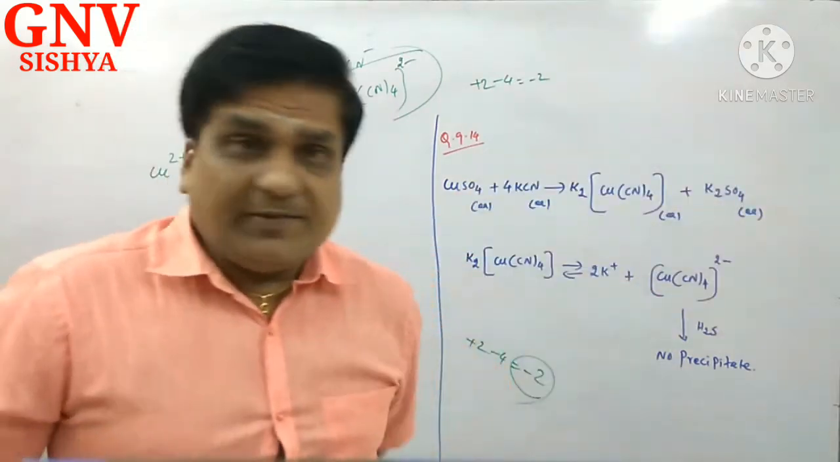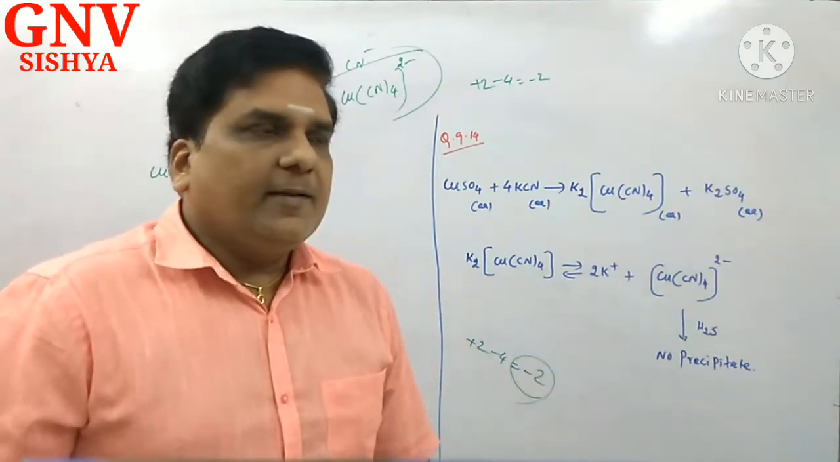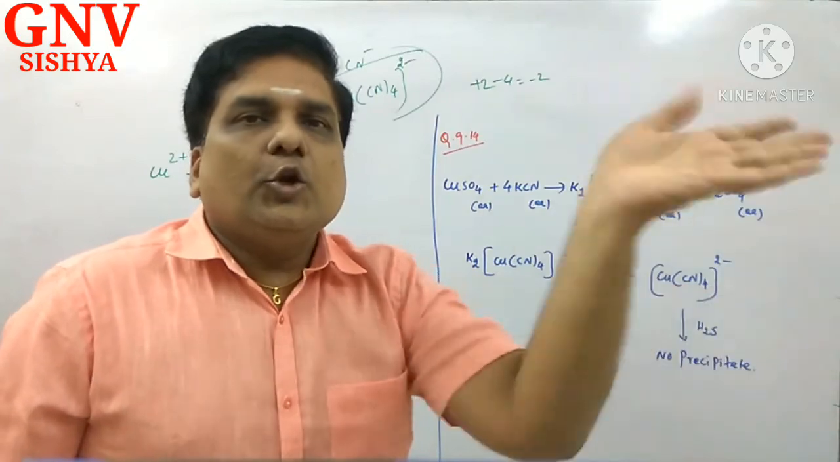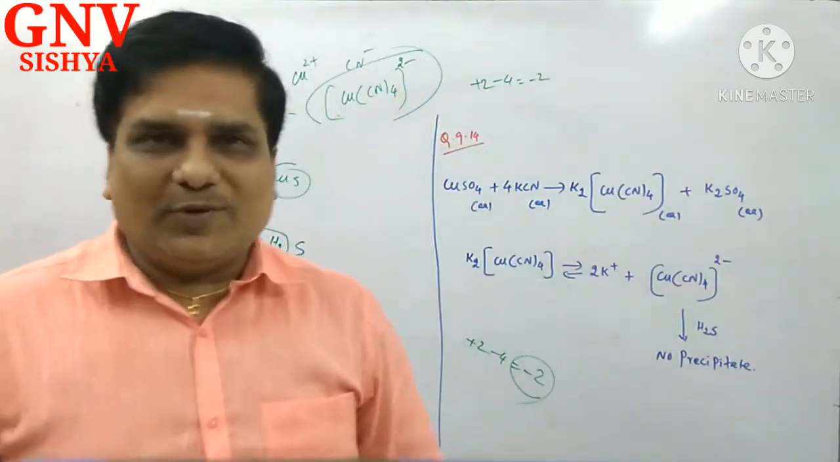To the same copper sulfate solution, potassium cyanide is added. Correct? Potassium cyanide is added. Now, to the resultant solution, H2S is passed. No black precipitate is obtained. Why? So that should be question 9.14.